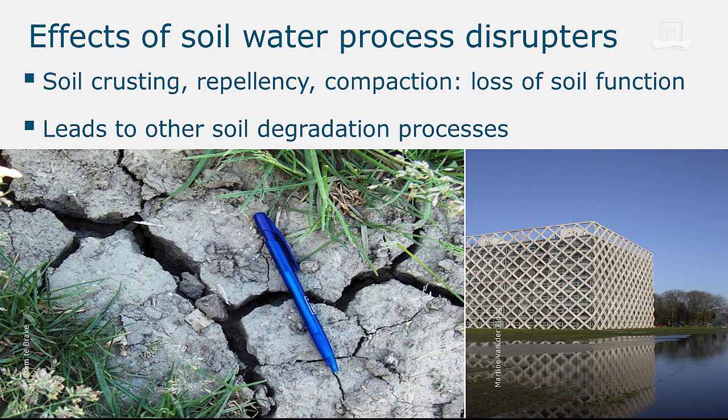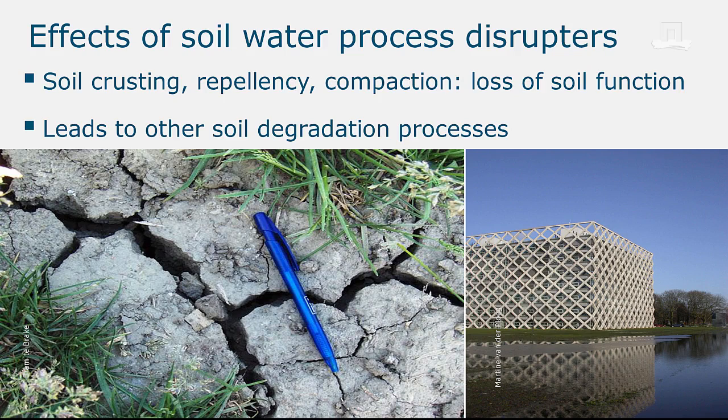Soil crusting, soil water repellency and soil compaction reduce soil function and lead to two things. First, rainwater and irrigation cannot infiltrate easily anymore. This leads to ponding of water on the surface when the land is flat, or to increased runoff when the soil is on a slope. Second, when water can't get in, it will be harder for plants to grow, which leads to poor quality vegetation and even to bare soil.